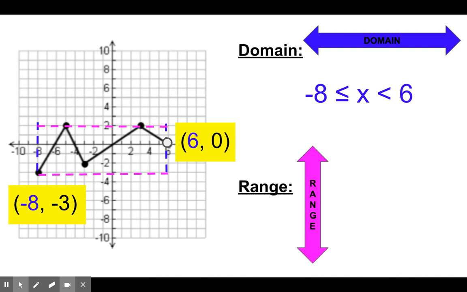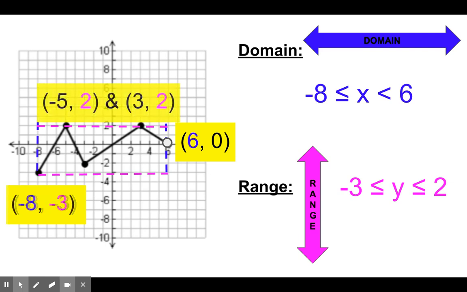So we have boxed our entire graph in. We have y between -3 and 2. These are both solid, filled in circles, so we have the equal to symbols. The bottom point is (-8, -3), and for the top we have a tie for the highest: (-5, 2) and (3, 2). Notice I have made the y values purple, -3 to 2. Those are the y values we use for the range.